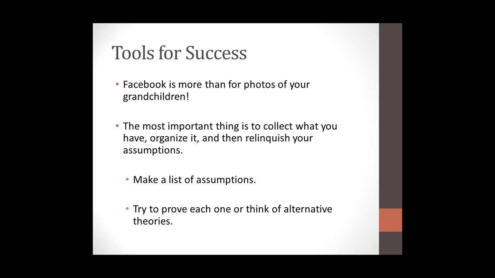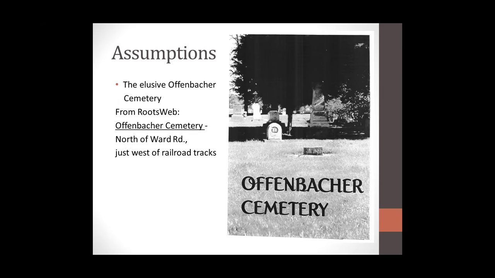One of the things that I tell people a lot is to organize what you have, but then think about what your assumptions are. So we're going to talk for a little bit about what your genealogical assumptions are, where they came from, what it is that you glean from that, and then how you use your assumptions to further your research. So one thing I recommend is making a list of your assumptions, and then try to prove each one or think of alternate theories about it. So I'm going to go through a couple examples of where I had assumptions in my genealogical research that turned out to be completely wrong, and here's how I found out about that.